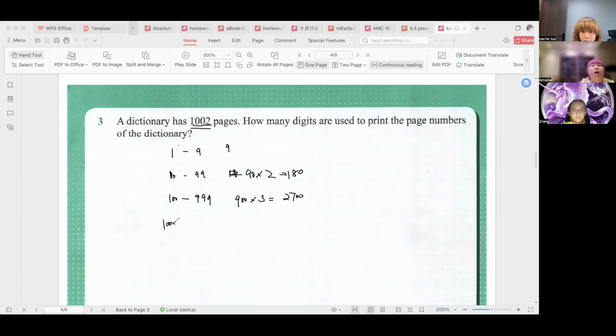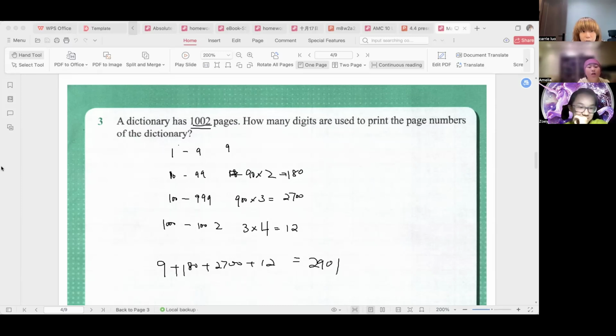Okay, so we have 1,000 to 1,002. So how many pages are there? 1, 2, 3. But this time we need to times 4. So it's 12 digits. So altogether, 9 plus 180 plus 2,700 plus 12 equals 2,901. Good job, Zoe. Very good.